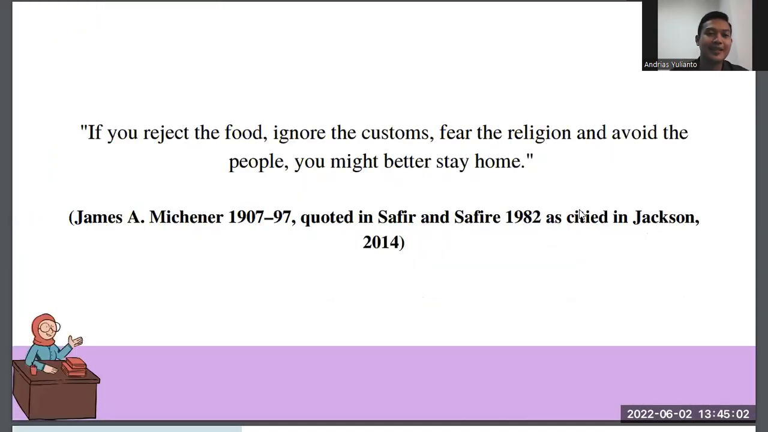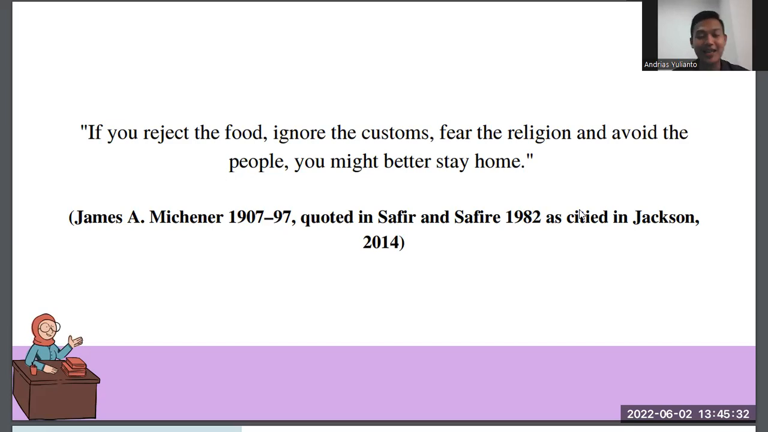Well, let's begin with the idea from James M. Messenger, 1907, quoted in Safir and Savire, 1982, as cited in Jane Jackson's 2014: If you reject the food, ignore the customs, fear the religion, and avoid the people, you might better stay home.